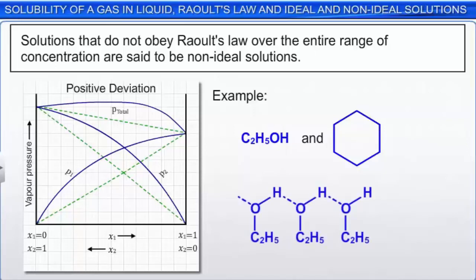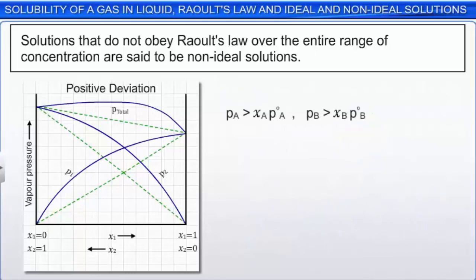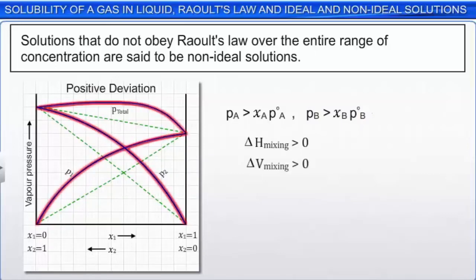Ethanol exists in highly associated form due to hydrogen bonding. On addition of cyclohexane, its molecules get in between and there is a considerable reduction in ethanol-ethanol hydrogen bonding. As a result, it becomes easier for the ethanol molecules to escape into the vapor phase, and thus we see the positive deviations from the Raoult's law. For a positive deviation, delta H mixing is greater than 0 and delta V mixing is also greater than 0.